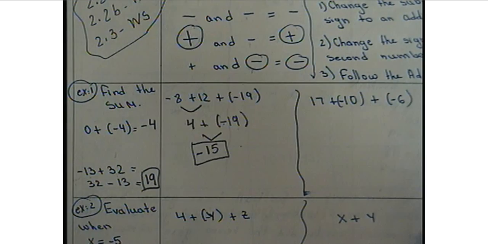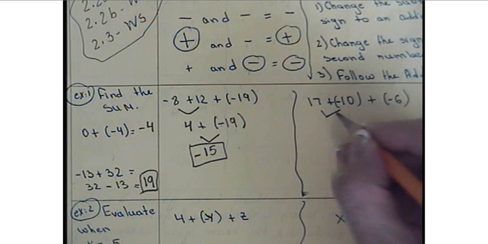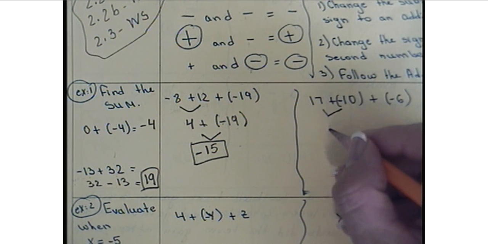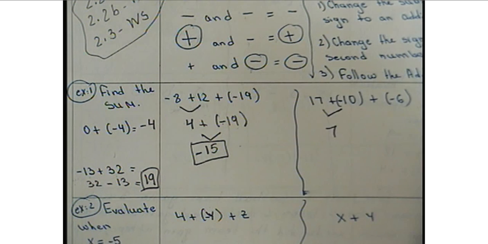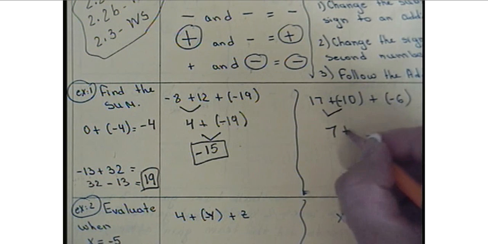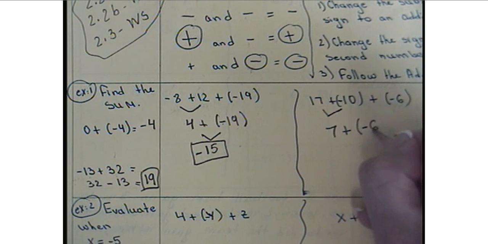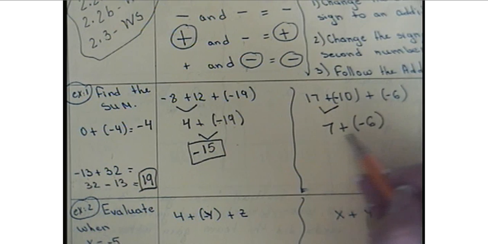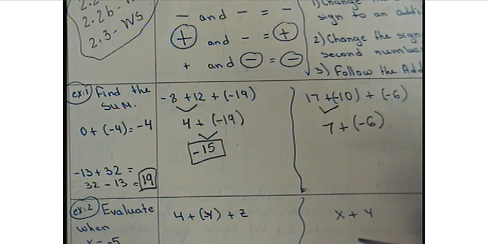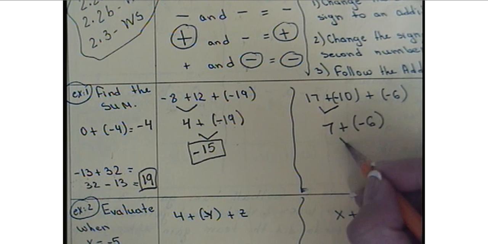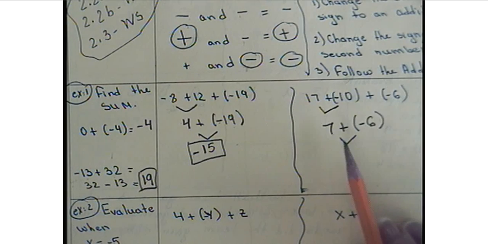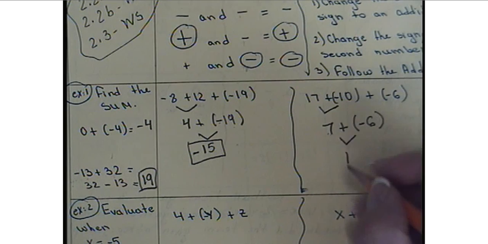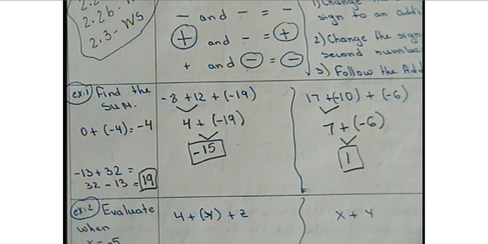In the next example, we have 17 plus negative 10, which is positive 7. We'll write down the rest of it, plus negative 6. So 7 plus negative 6, we will subtract the two numbers. Again, 7 minus 6 is 1, and the larger number is positive, so the answer stays positive.